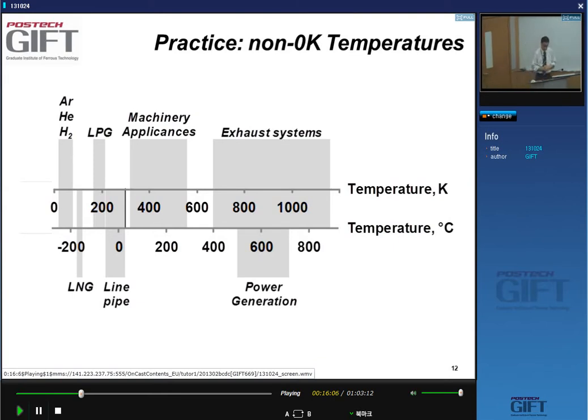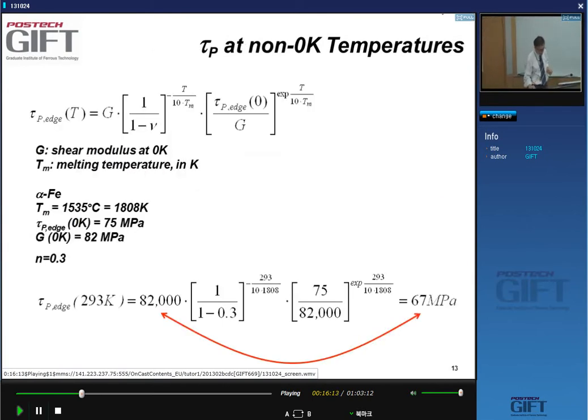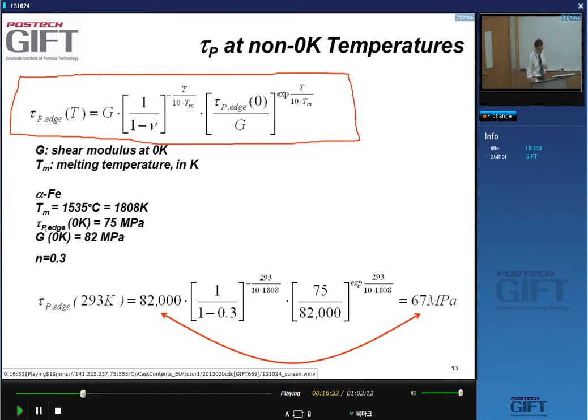So we're not really interested in the very cold temperatures. So in that case, you can actually extend the theory to compute what the Peierls energy would be at higher temperatures. We're not going to go into the theory, but because this formula is quite conveniently simple, I'm giving it to you. So it basically tells you what is the Peierls energy of an edge dislocation at higher temperatures.